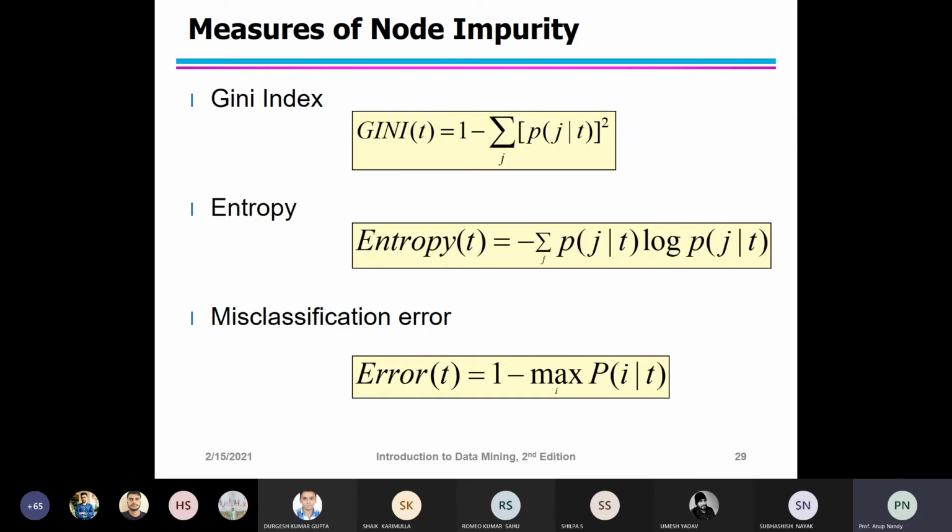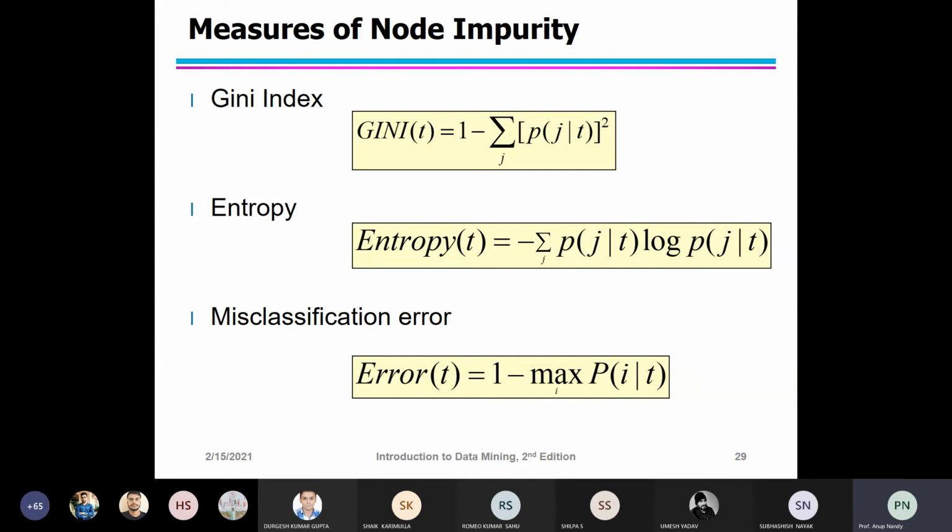Now what are the impurity measures? These are the important things that you need to find out. These are the measures of node impurity, and there are three techniques that we are going to use. One is the Gini index. Gini of t is equal to 1 minus the summation over j of the probability p of j given t, whole squared, where C is the number of classes.